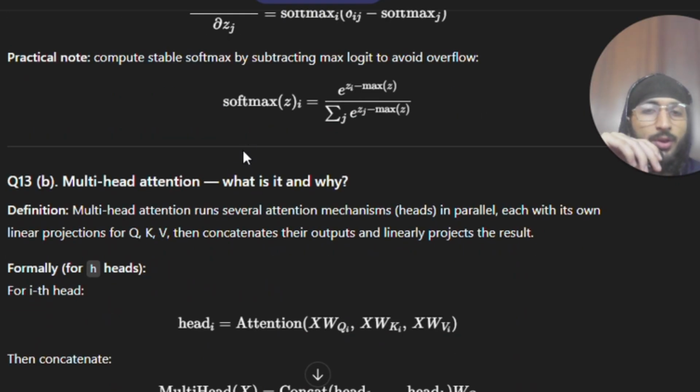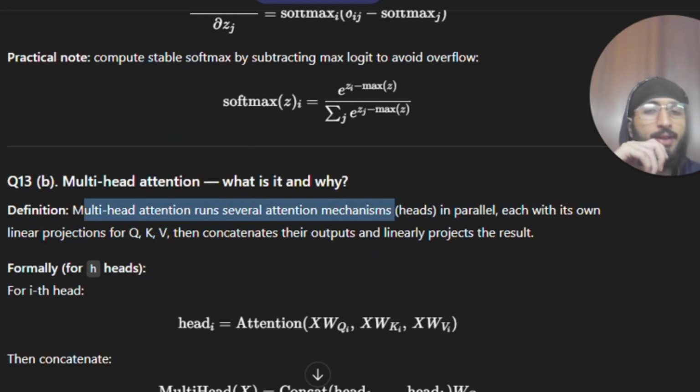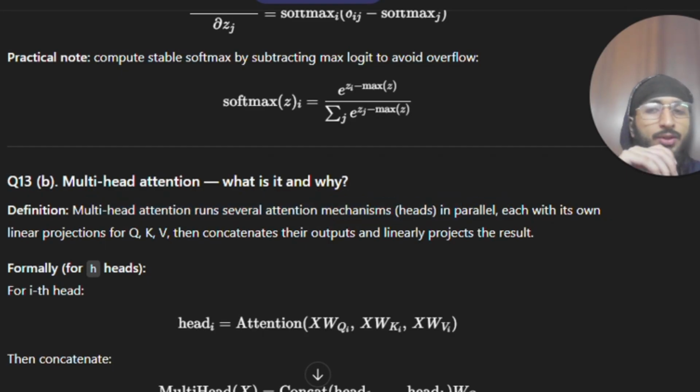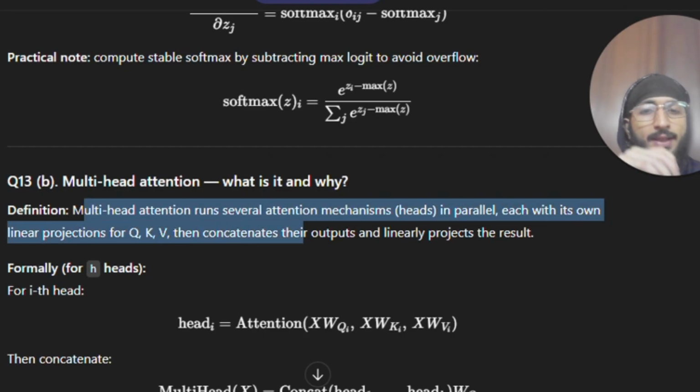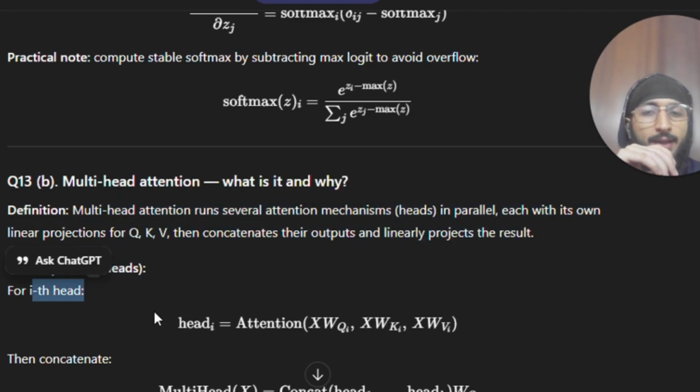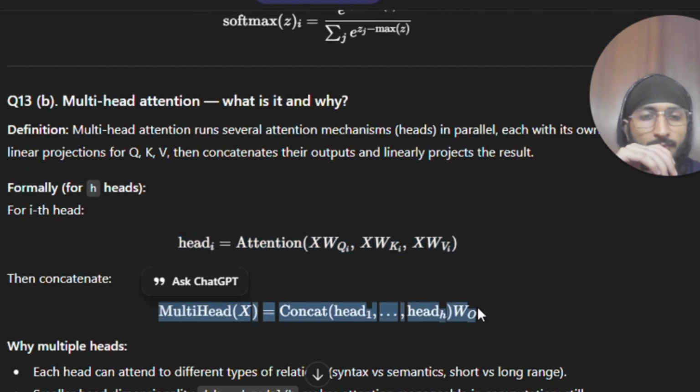Finally, we have multi-head attention. What is it and why? So multi-head attention runs several attention mechanisms, heads, in parallel, each with its own linear projections for Q, K, V, then concatenates their outputs and linearly projects the result. Formally, for H heads, for the ith head we have this, then concatenate, right, for each head.